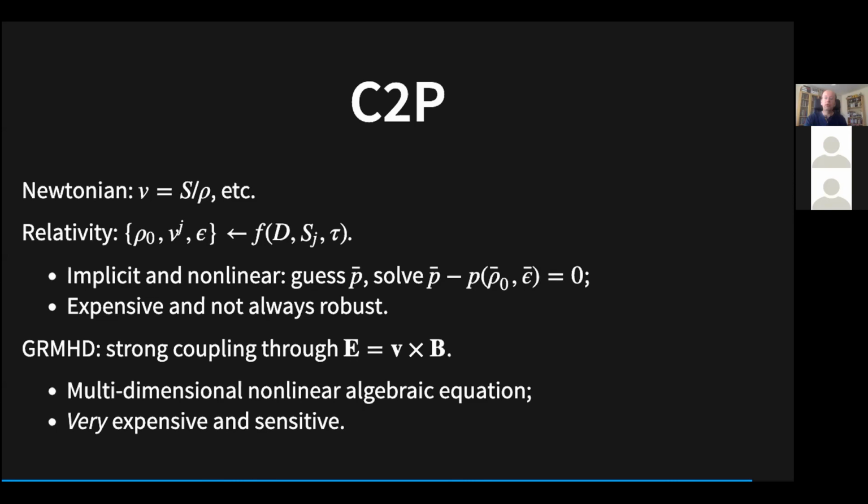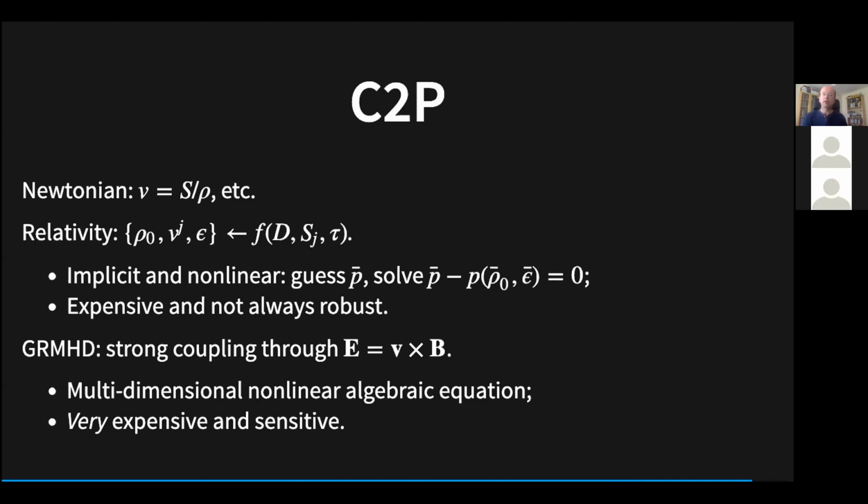Instead, what we have to do is to solve an implicit nonlinear algebraic equation. For example, we would guess what the pressure is. From the pressure and the conserved variables, we could then compute the thermodynamic quantities, the rest mass density, the specific internal energy. Then from the equation of state, we can compute a pressure. We can compare the two. If they match, then we've found an appropriate set of primitive variables.